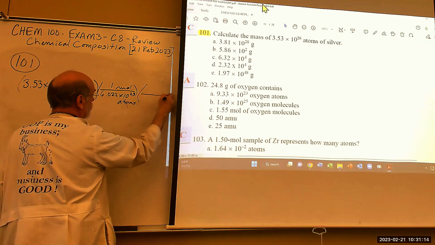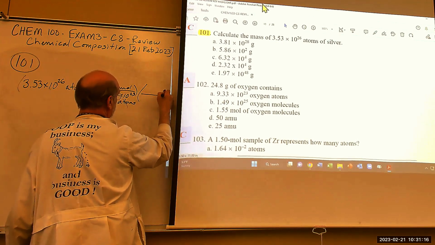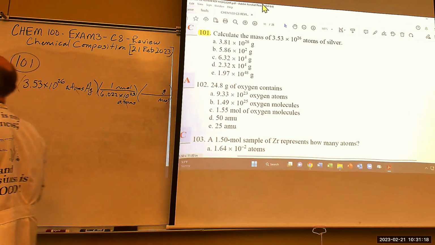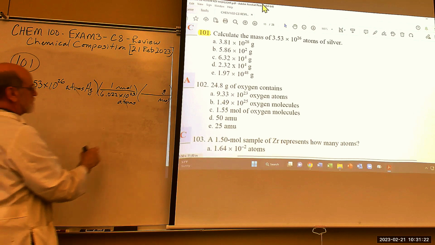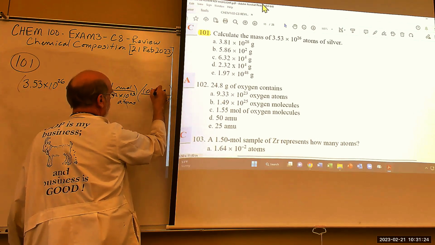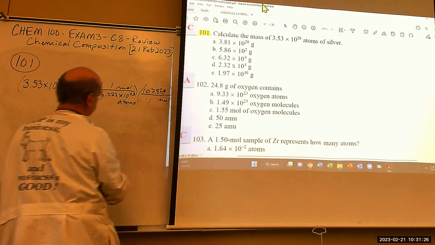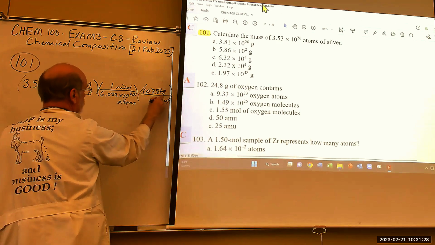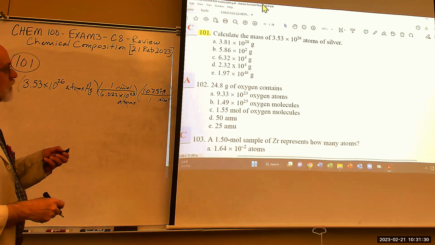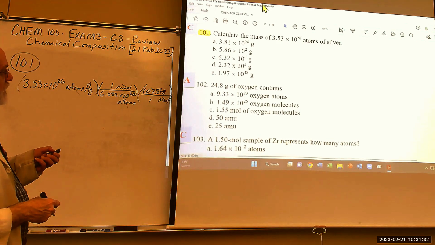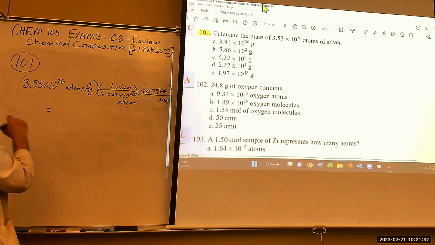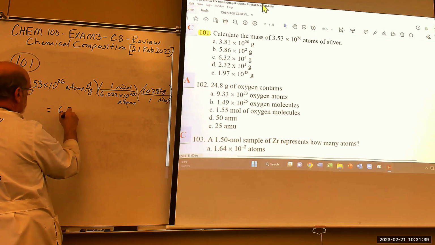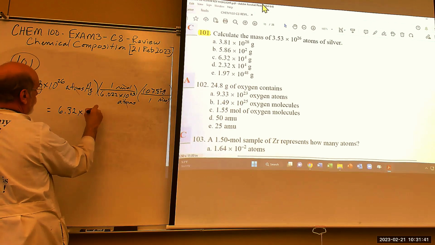Now that we have a mole, we just need the molar mass of silver, which is 107.87. Right? There we go. So that gets rid of moles. Now we have mass. And that's what the question was. Mass. So if we do that calculation, we should end up with 6.32 times 10 to the 4th grams.